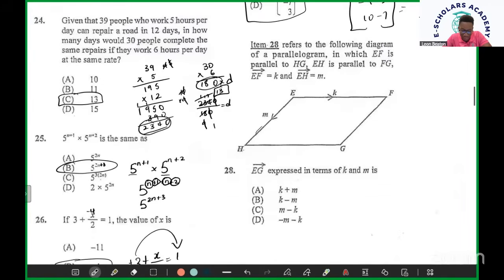Item 28 refers to the following diagram of a parallelogram in which EF is parallel to HG, EH is parallel to FG. Talk about the parallelogram. EF is equal to K and EH is equal to M. So the one EG. EG is right there. We can go from E to F, which is K, and then from F to G, which can be represented as M because they are parallel. So K plus M, which is simply A.